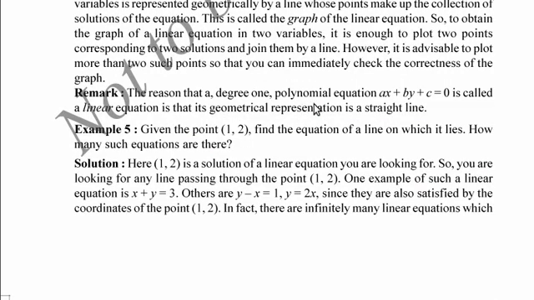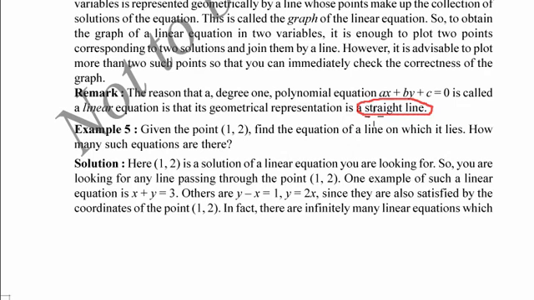The polynomial equation ax plus by plus c is equal to 0 is called a linear equation. Its geometrical representation is a straight line. We call it a linear equation. One of the reasons is that it is a straight line when we represent the equation geometrically.